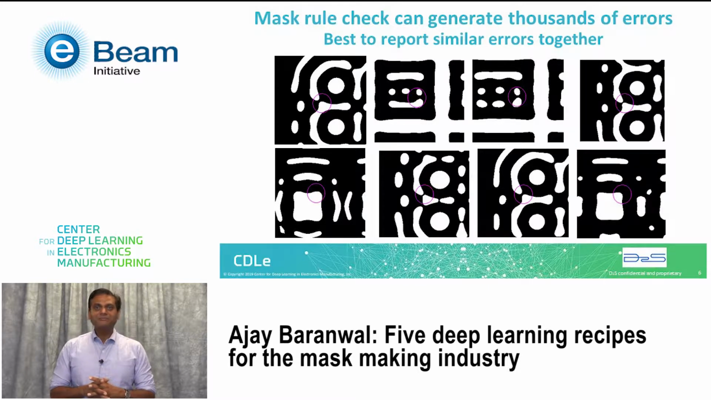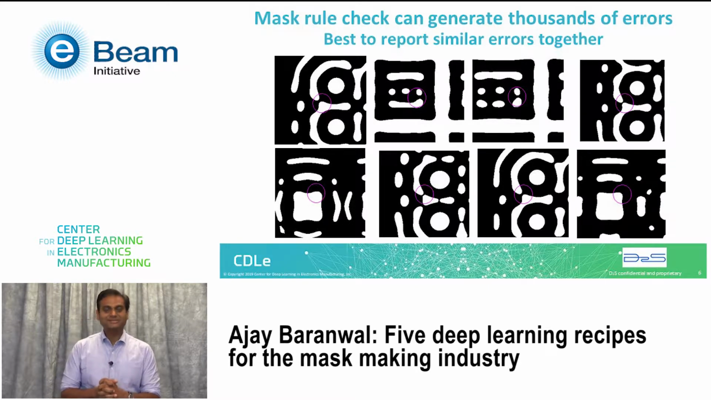A typical mask rule check tool can create thousands of errors, and some of the errors would be very similar to each other, and there is a need to group those errors together so that the engineer can understand them in an easier manner.